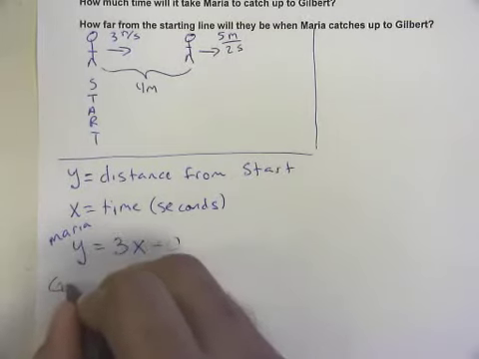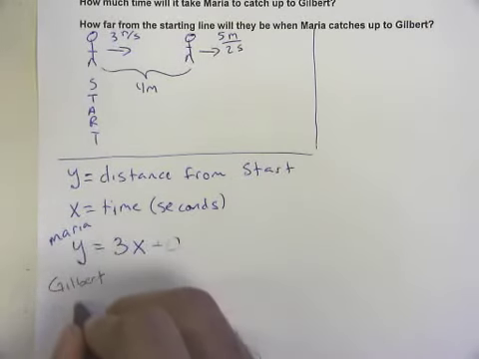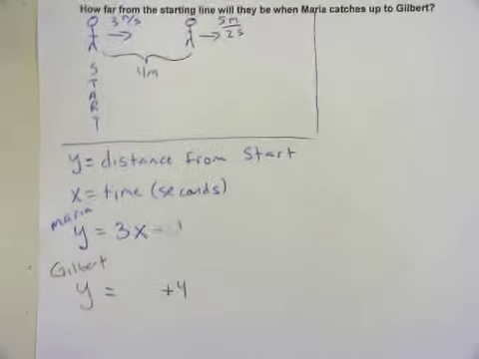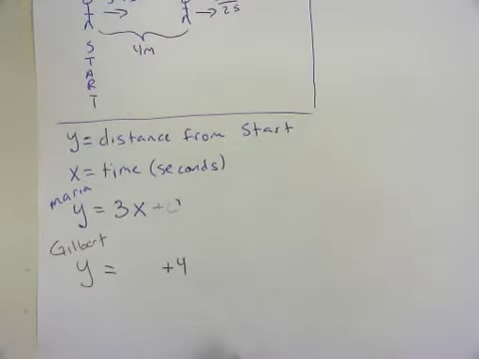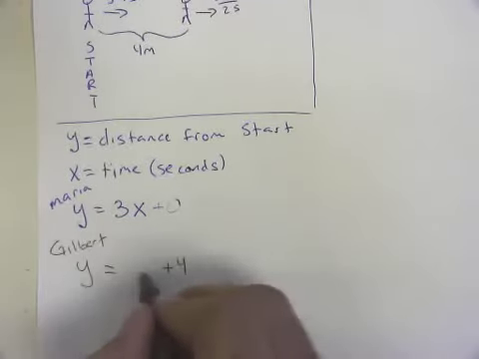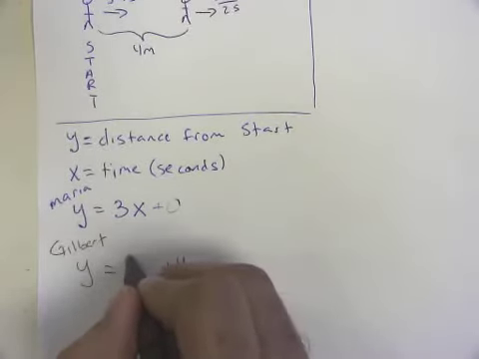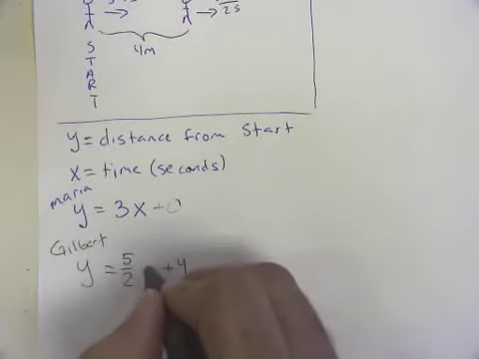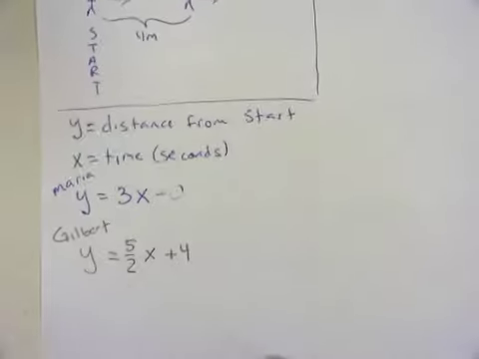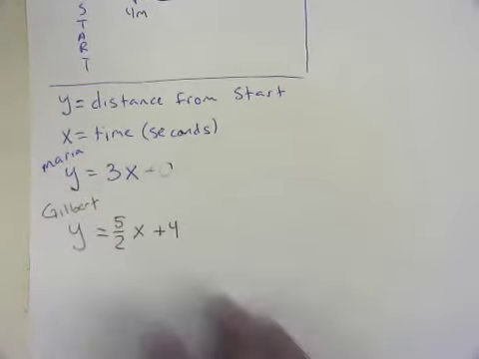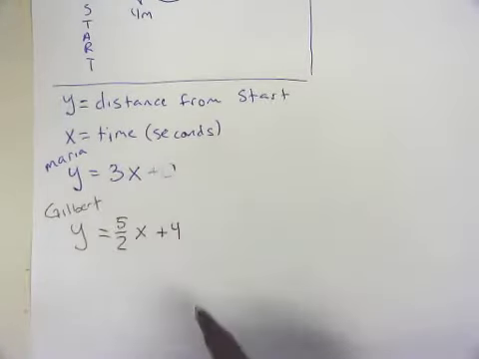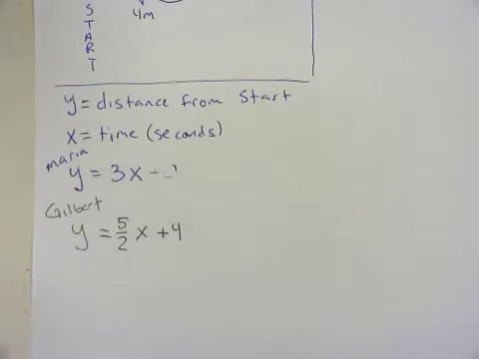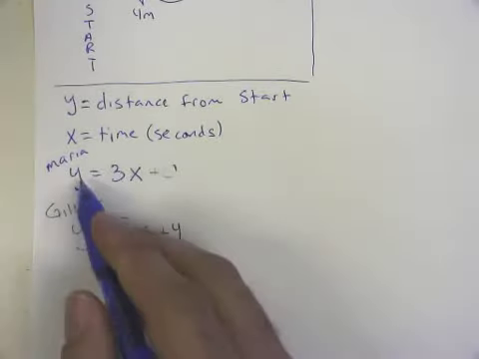For Gilbert, on the other hand, Gilbert's distance from the starting line we know is going to have 4 added to it because he starts with a 4-meter head start. And then his distance traveled is going to be his speed, 5/2 meters per second, times the amount of time that has gone by. So the question is, when will Maria catch up to Gilbert? In other words, when will these two equations be the same?